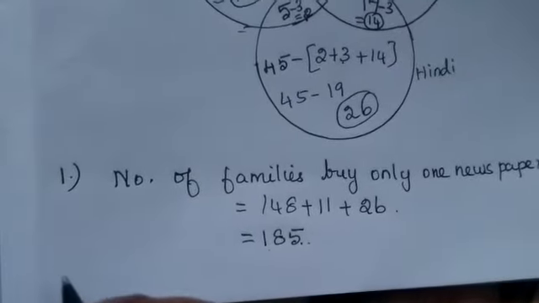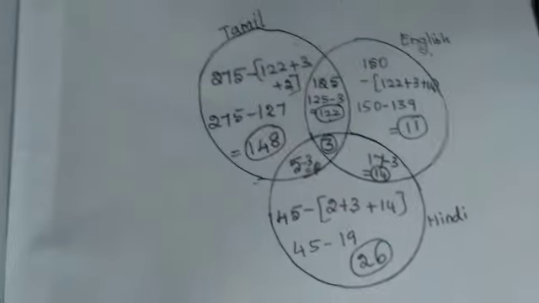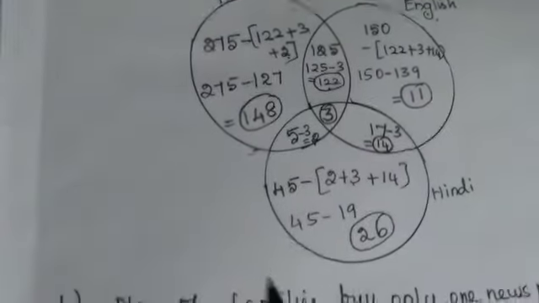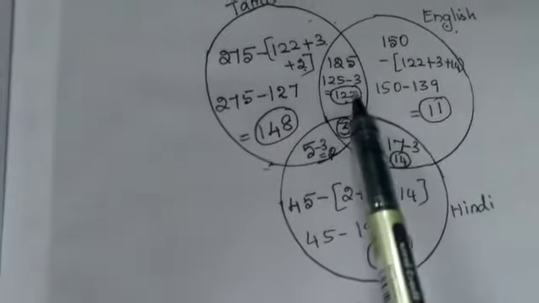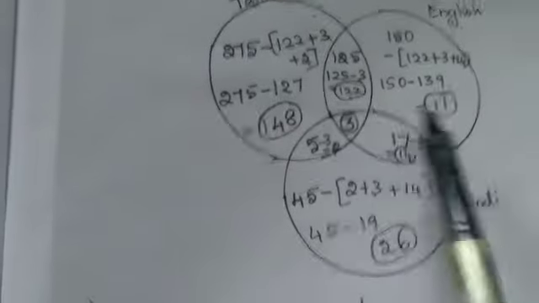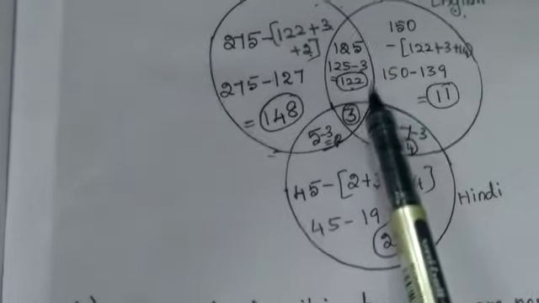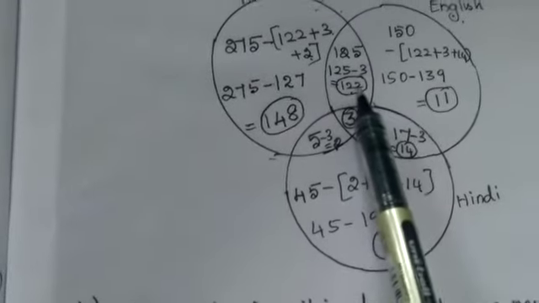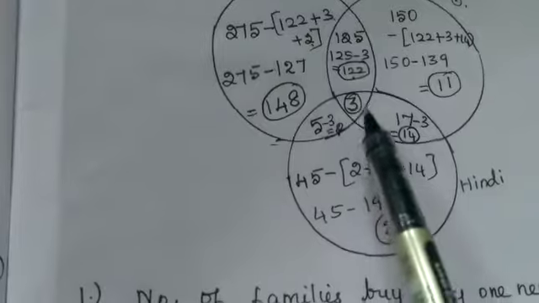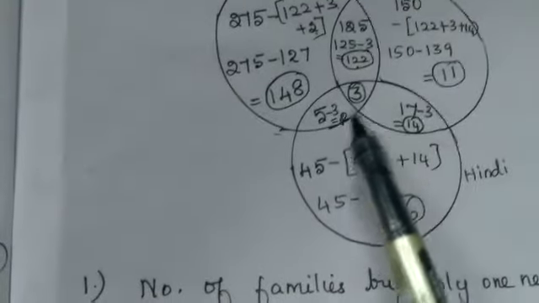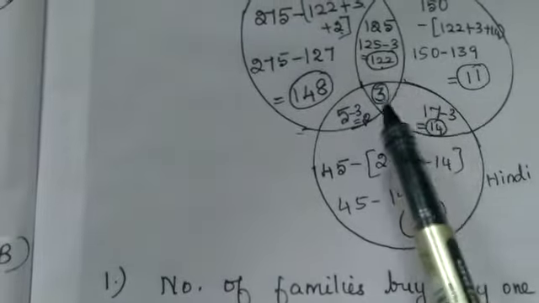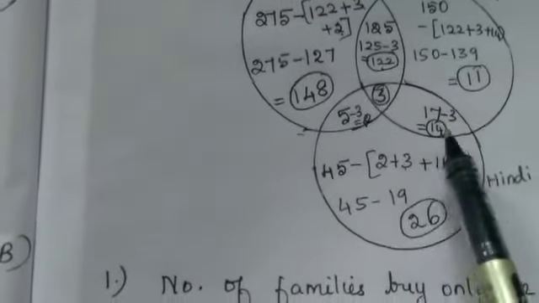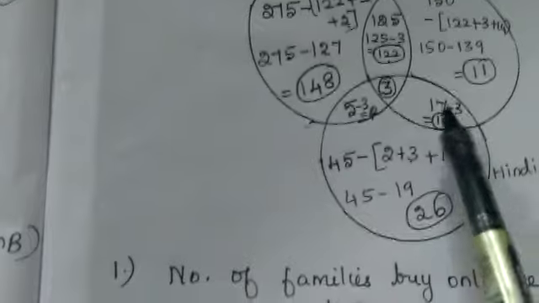The next question is the number of families that buy at least two newspapers. Two newspapers means two and more. At least two means they must buy at least two. So which ones can we take? This 122, Tamil and English, next 3, then 122 plus 3 plus 2 plus 14. So what is the answer? 141.